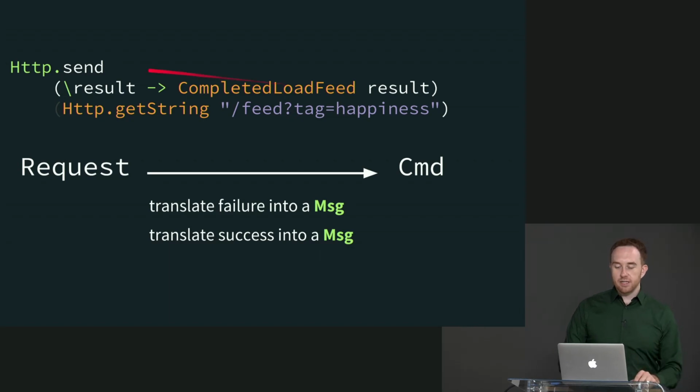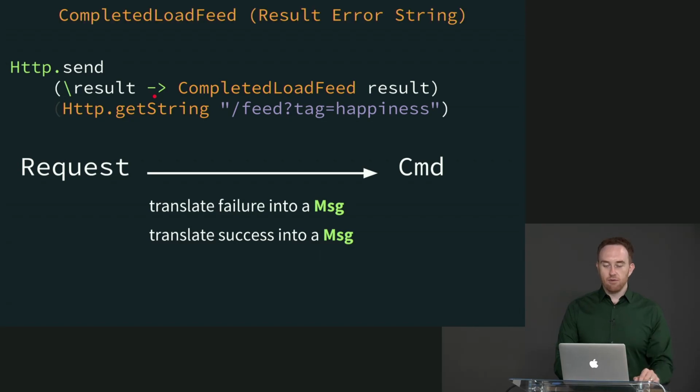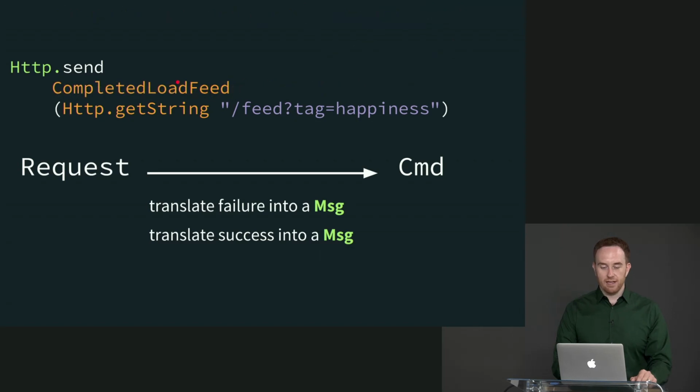And then the other argument to http.send is the actual request that describes what I want to go and attempt to do, and that is going to drive this result. By the way, anytime you notice this pattern where you see an anonymous function that takes one argument and then passes that as the argument to another function, you can just collapse that into the function itself. There's no need to write this whole thing out. We can just say http.send CompletedLoadFeed and condense it like this. So this is a little bit more concise.